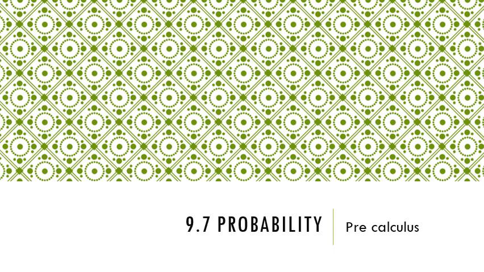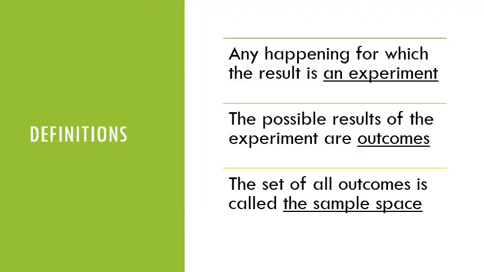All right, here we have 9.7 probability. So there's a couple definitions that we need to go over. Anything happening for which there's a result is an experiment. The possible results of an experiment are outcomes, and the set of all outcomes is called the sample space.